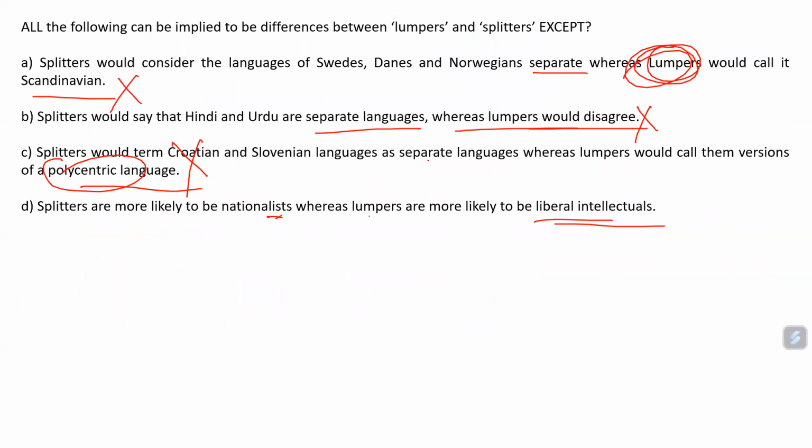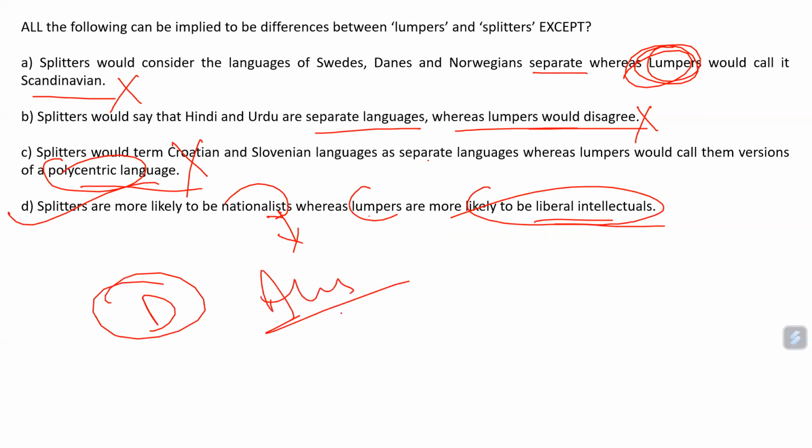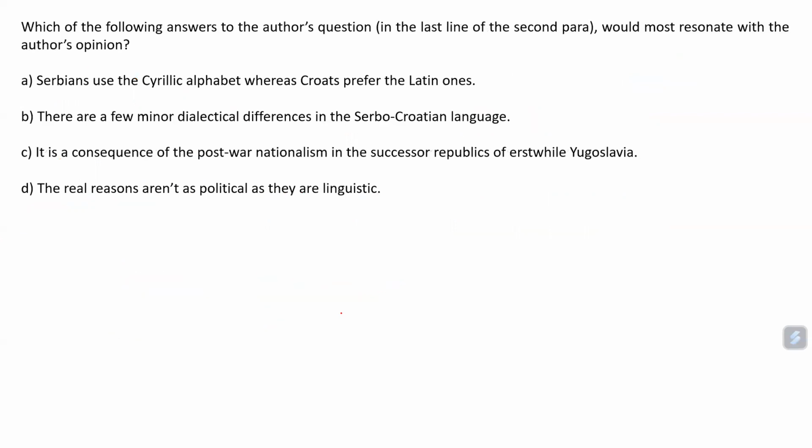Splitters are more likely to be nationalists, whereas lumpers are more likely to be liberal intellectuals. That's given, that splitters see splits in each and everything, and that's why they are raising the demand for a different nation or something, whereas lumpers think that all are good, right? So that's why they are liberal intellectuals. That's given in the passage, hence the answer will be D, right? Let's move to the next question.